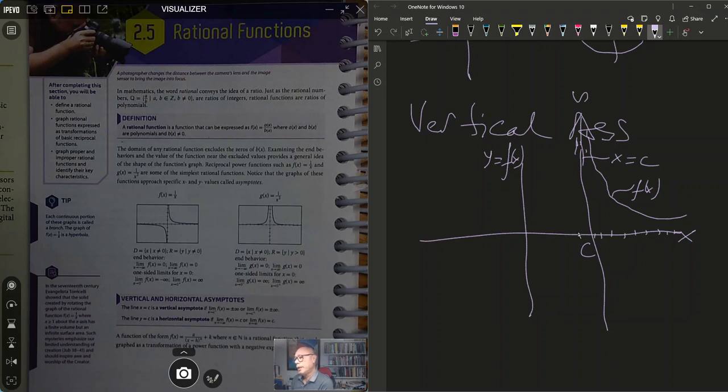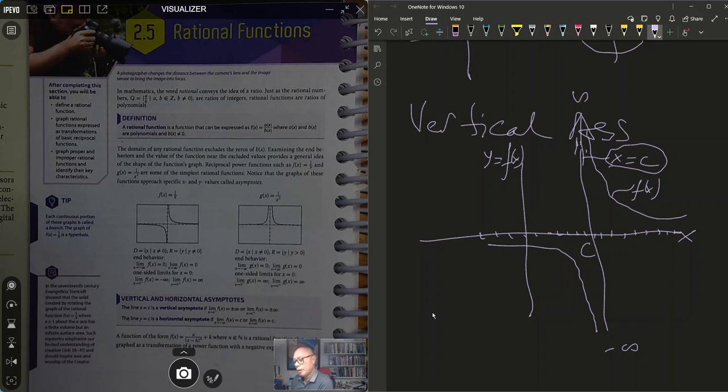Or it could be coming from here, x going to c from the left, and the function f(x) will go to negative infinity. So the way to say that x equals c is a vertical asymptote is like this. This is the mathematical way.